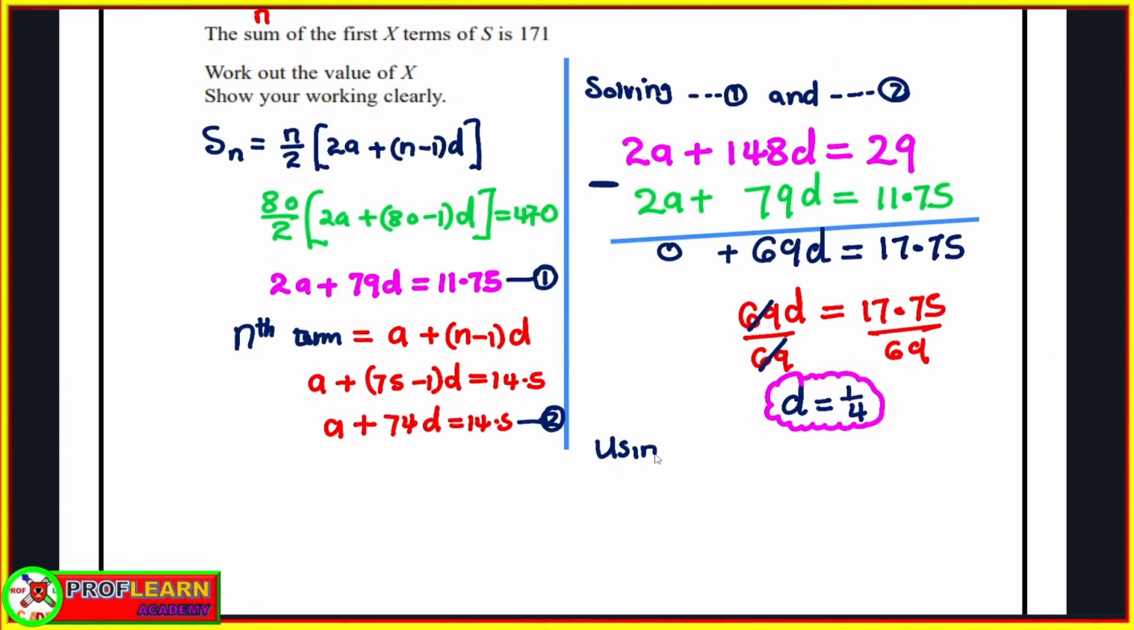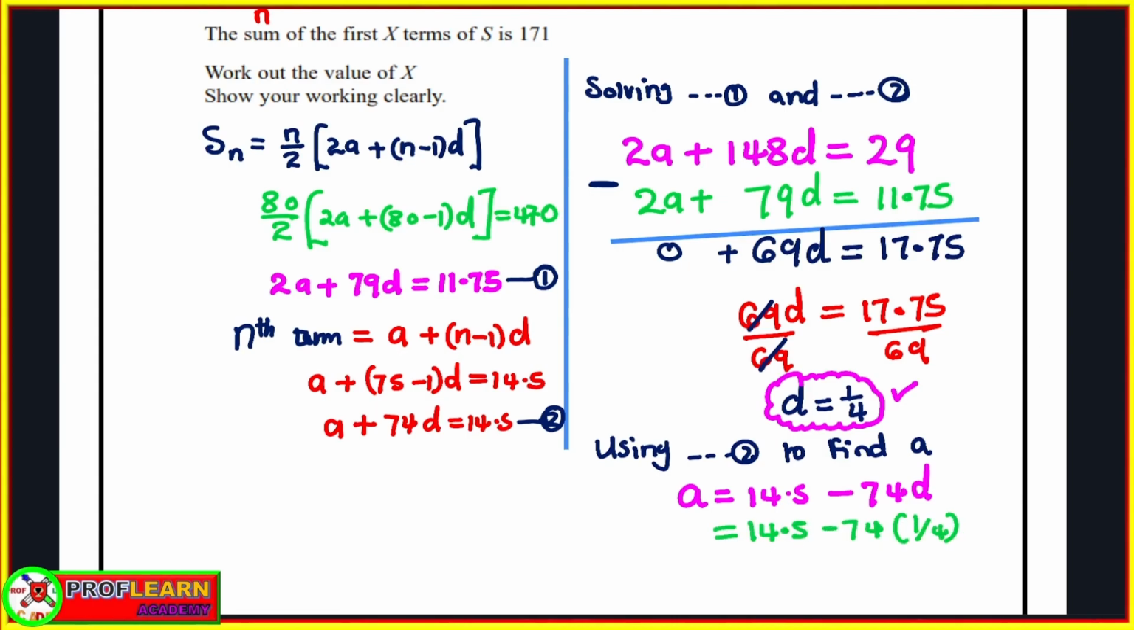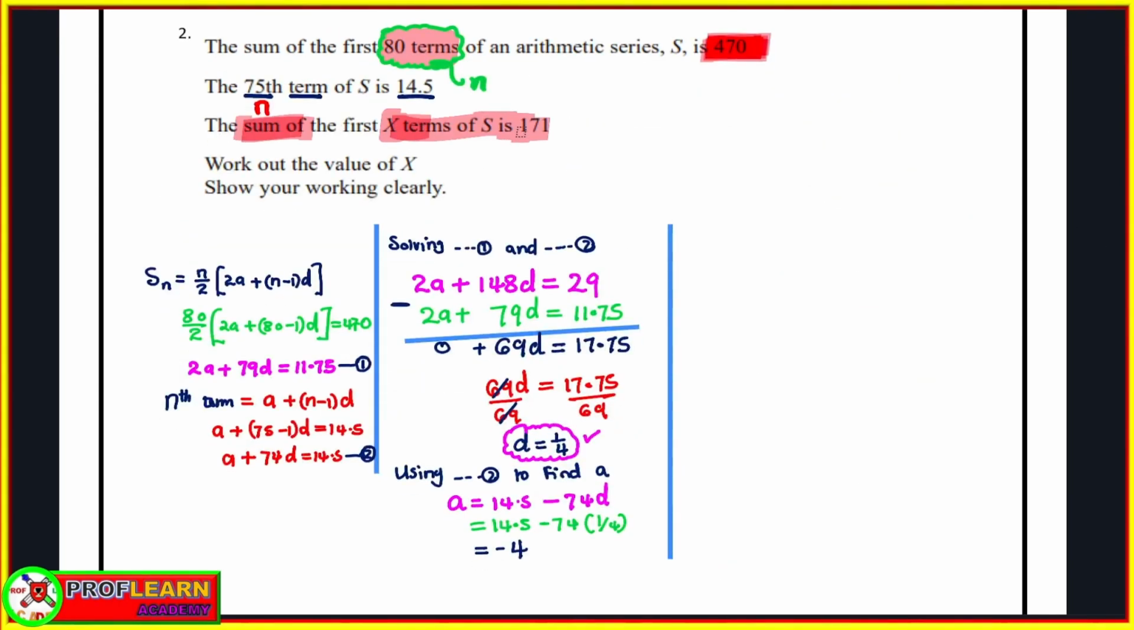Then we can use equation 2 in order to find the value of A, and then we're going to substitute the value of d that we have just obtained at this particular point. So our A is -4. But remember, we are told that the sum of the first x terms of this series is 171. So we are not yet done with the question, so we can say sum of that.